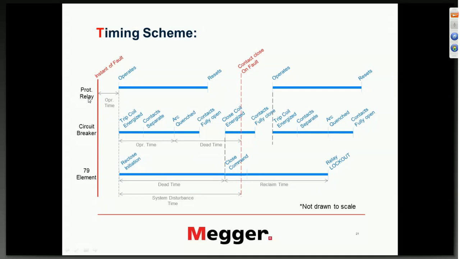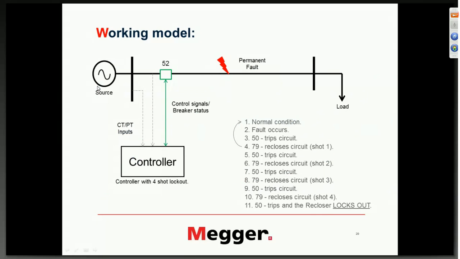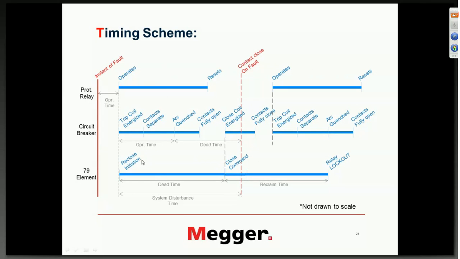So let me first just talk about the protection relay. This red line means that's when the fault occurred. So when the fault occurred, going back to this picture, the relay is going to see that fault, mainly through the CTs and PTs. So it will take its own operating time to operate. So it operates, and then after a while it resets itself.